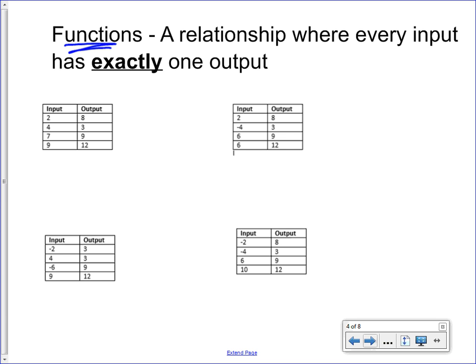So if I look at the 2, there's no other 2. All it has is an output of 8. The 4, all it has is an output of 3. The 7, all it has is an output of 9. The 9, all it has is an output of 12. So this is a function.